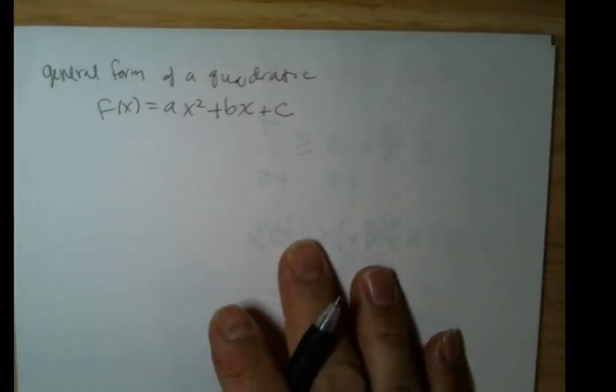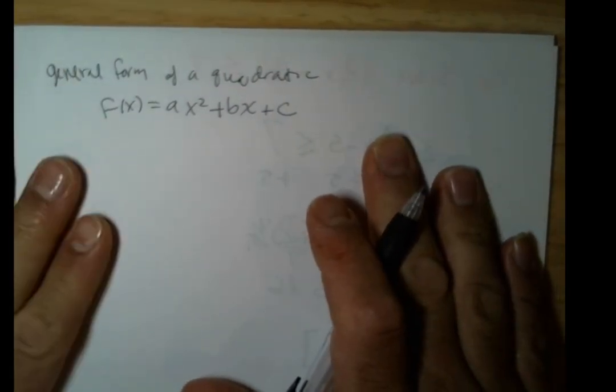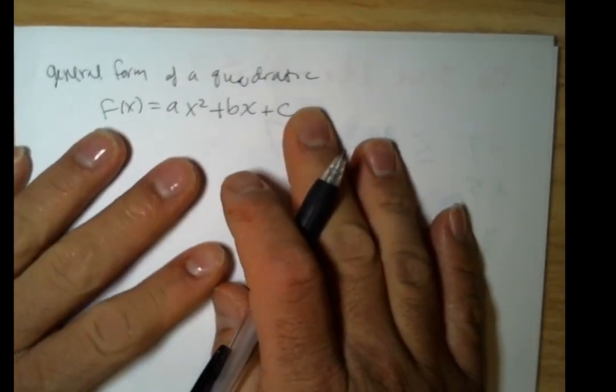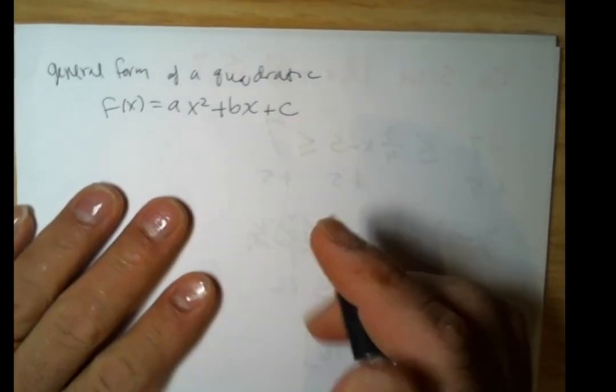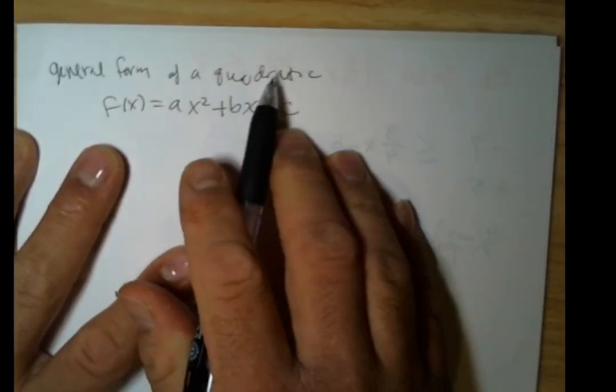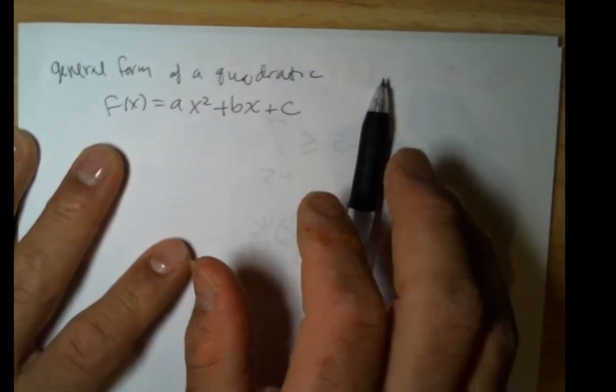Okay, so we're going to continue with our study on quadratics. And in this case, we're going to look at the general form and the standard form. Now, the general form is this form here where f of x is equal to ax squared plus bx plus c.